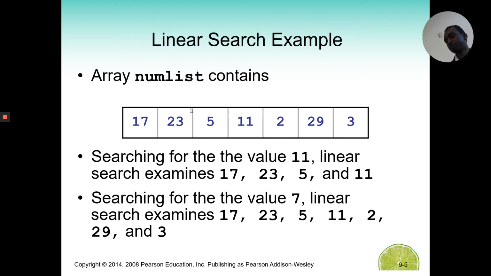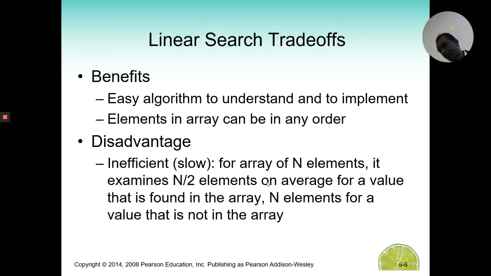So for the linear search, say array numList contains 17, 23, 5, 11, 2, 29, and 3. Then searching for the value 11, linear search examines 17, then 23, then 5, then 11, and so forth. Searching for the value 7, linear search examines all the values that are in there. So it basically checks every item in there when it's searching for an item.